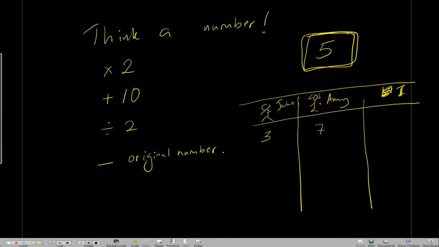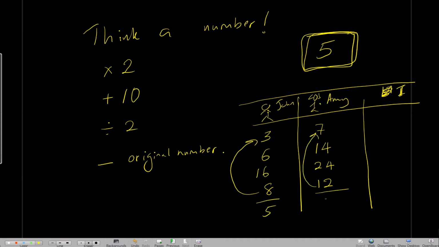When you multiply by 2, here you get 6, here you get 14. And add 10, you get 16, you get 24. Divide by 2, you get 8, you get 12. Subtract the original number, so 8 minus 3, you get 5. And here 12 minus 7, you get 5. See, it doesn't matter where you start, you still get 5, right?